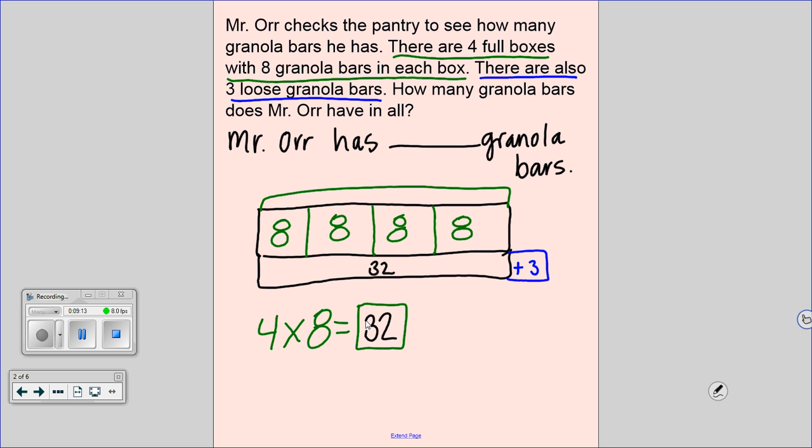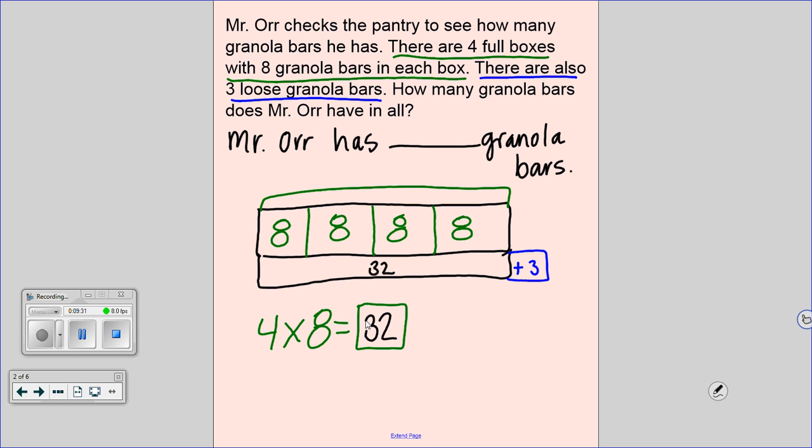Is my answer 32? No. What do I need to do now? Look closely at your bar. Ryan? I need to add 3. Add 3 to what? 8?